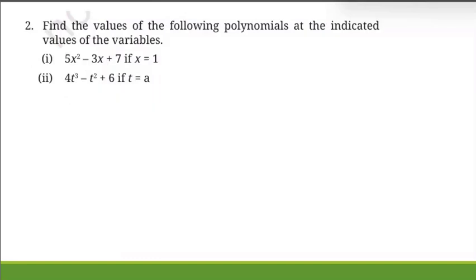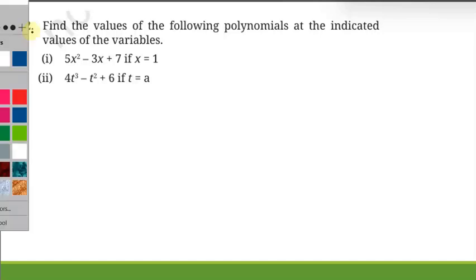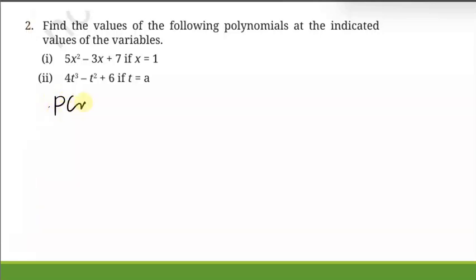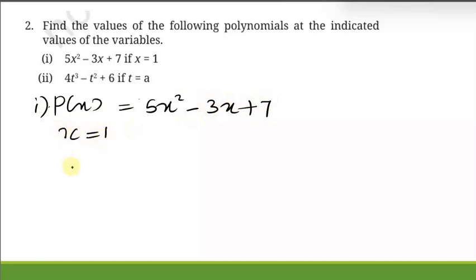Find the values of the following polynomials at the indicated values of the variable. It's actually also an easier question. What you have to do, in the first question you are given a polynomial, you have to put the value x equal to 1 into that equation, isn't it? So first of all we can write p of x is equal to 5x square minus 3x plus 7. Now x equal to 1 means we have to find p of 1, right?